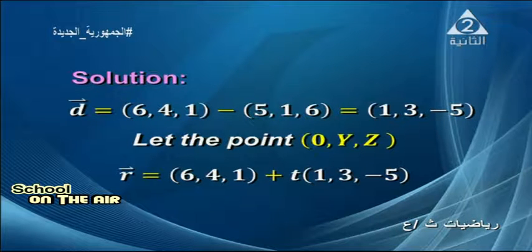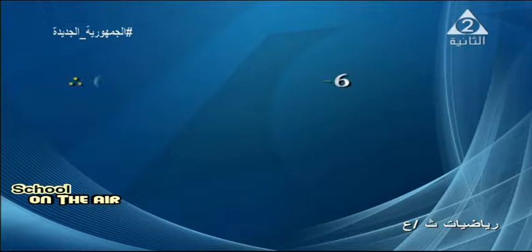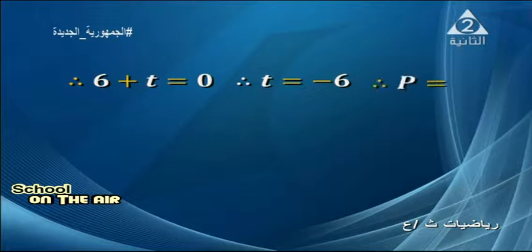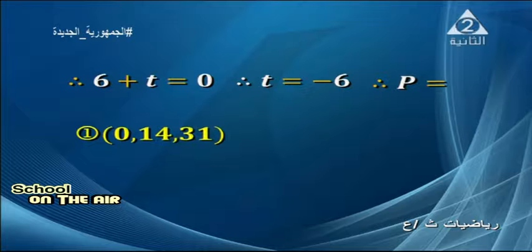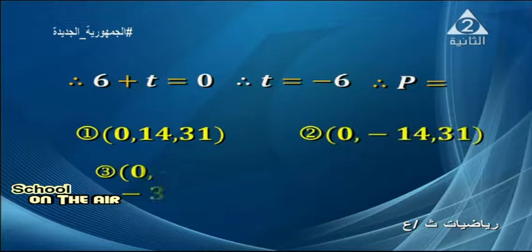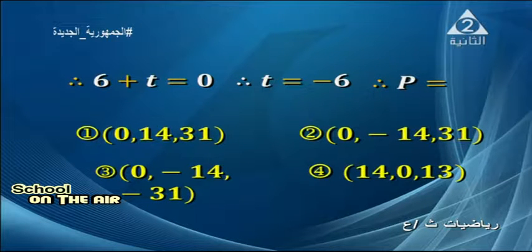Therefore, the R vector is (6, 4, 1) plus T times (1, 3, -5). From the first equation, T equals -6. The point must be equal to what? (0, -14, 31) after substituting T equals -6.